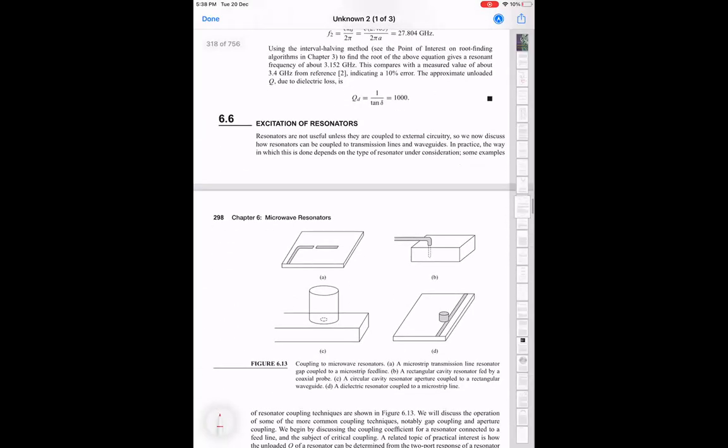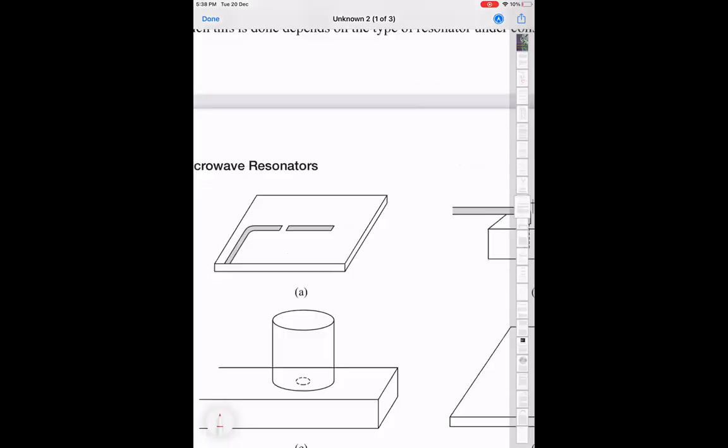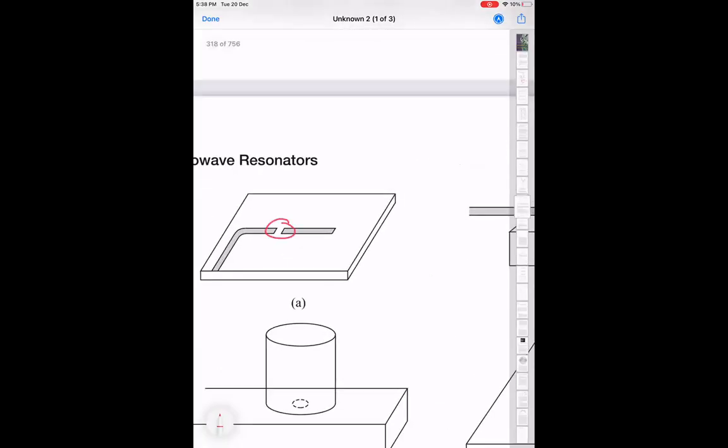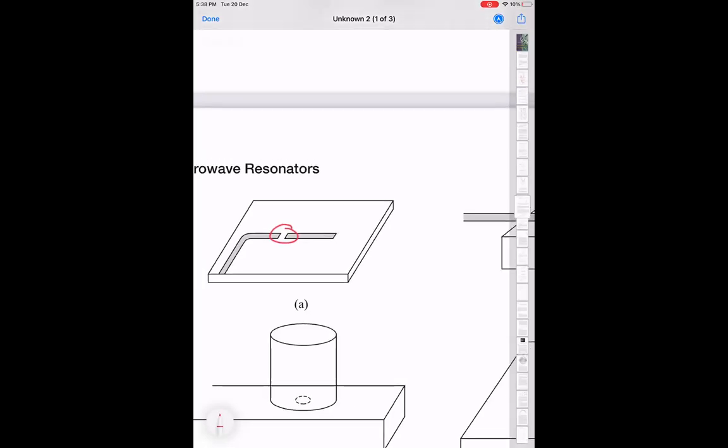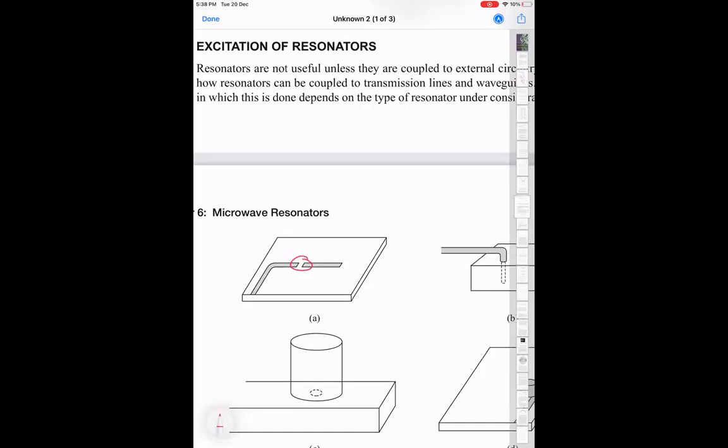So this section talks about this excitation, which we've already discussed briefly. So this is the gap I was talking about, to create between the field line and the section of transition. So let me show you this.